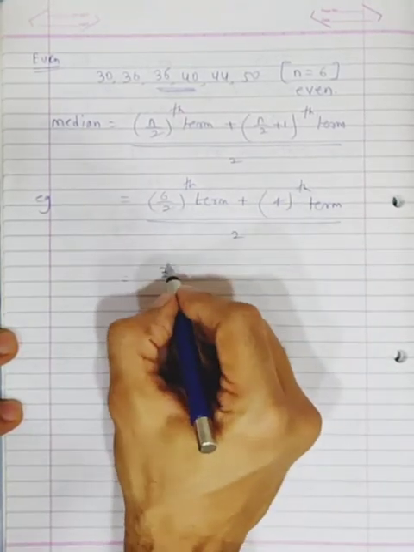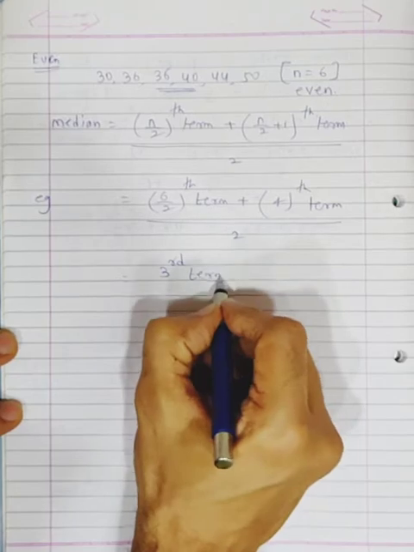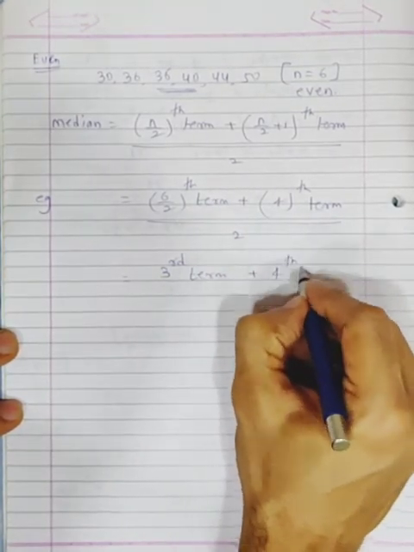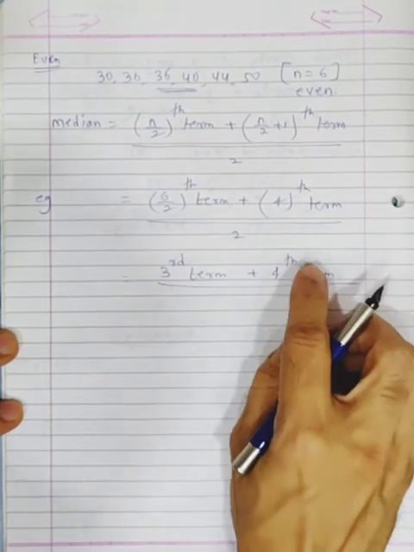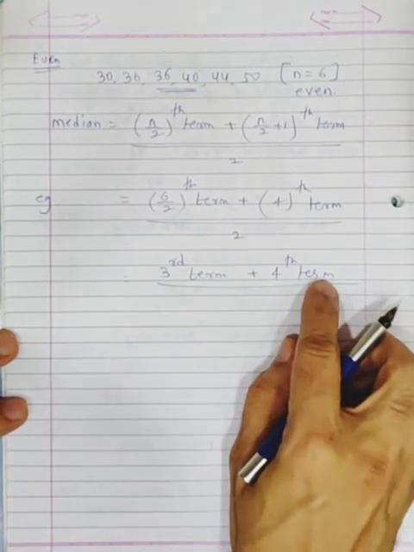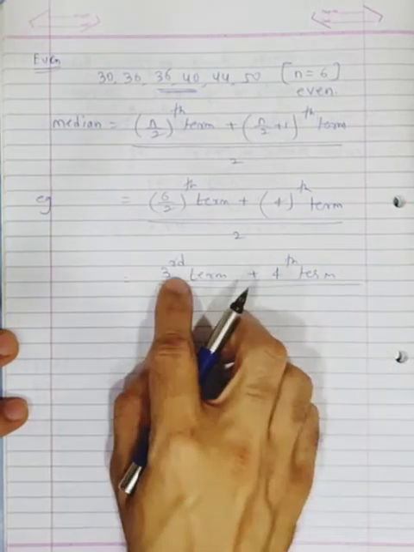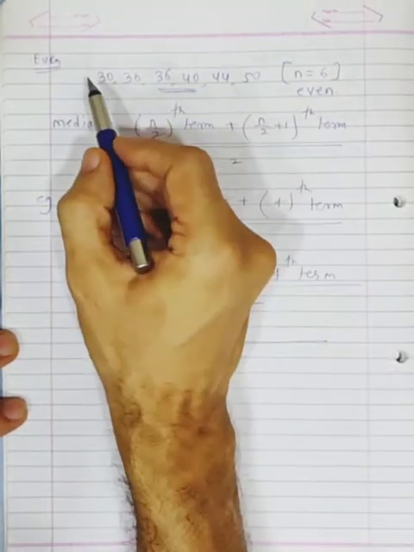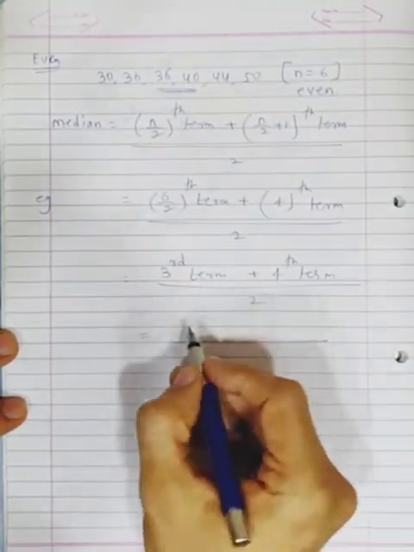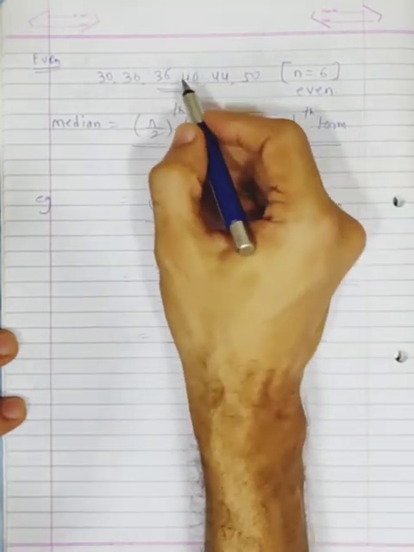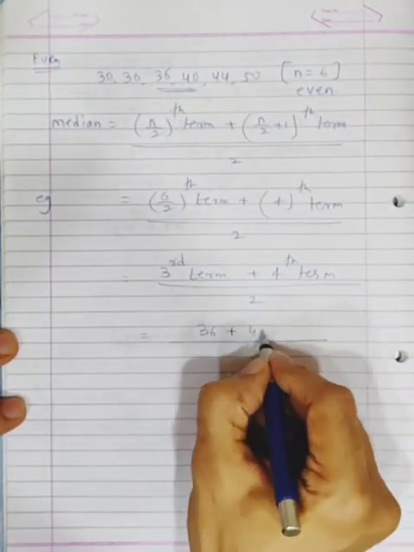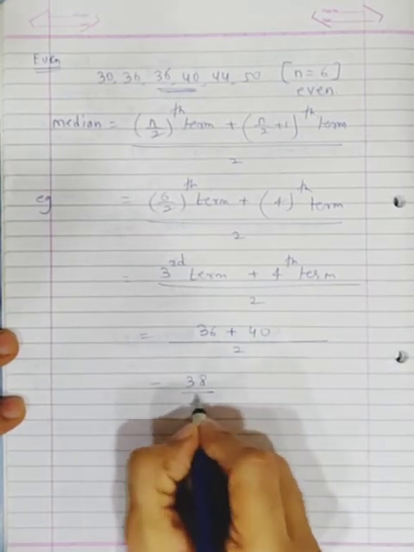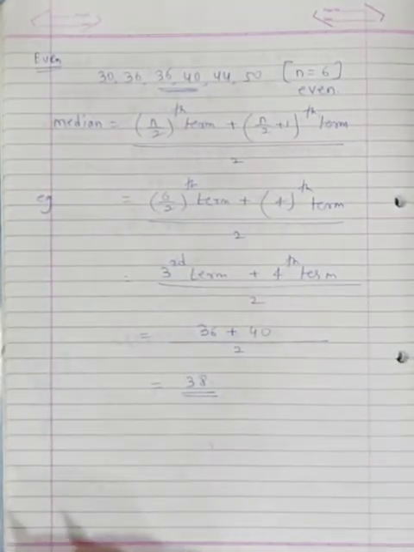Now 6 upon 2 is 3, so the 3rd term, plus the 4th term. For this one you don't need to think much. If this is 3rd, this has to be 4th. If this was 7th, this will be 8th. If this is 12th, this will be the 13th term. Now check the question. What is the 3rd number? 1, 2, 3: 36. The 4th term, 1, 2, 3, 4: 40, upon 2. What is 76 upon 2? 38. Okay.